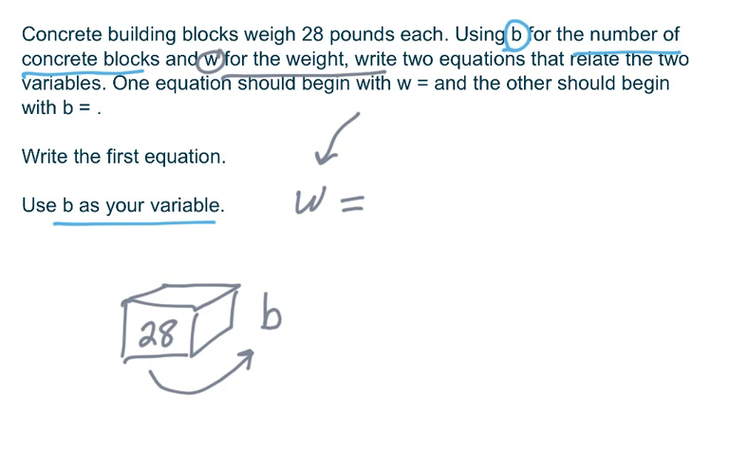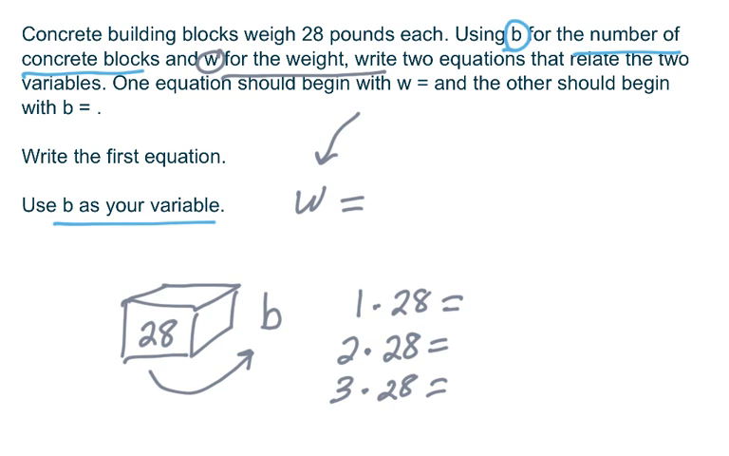So if you have one block, it's 28 pounds. If you have two blocks, it's 2 times 28 pounds. If you have 3 blocks, it's 3 times 28 pounds, and so on and so forth. So as I start to think about this table, it's less important to actually have the totals and more important to look for the pattern.